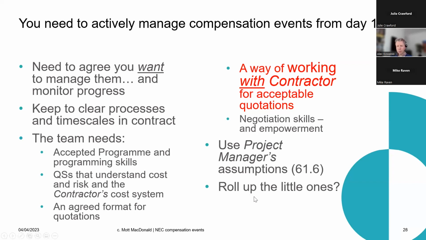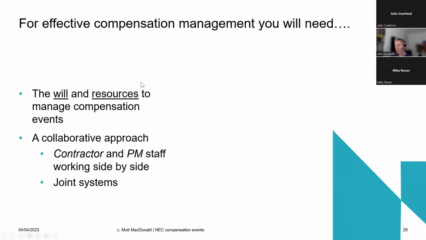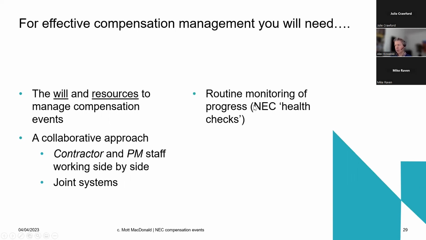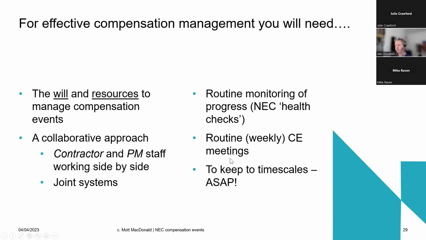You might want to roll up small compensation events, you might not. It depends how and when they occur, but of course you can agree. Look, here's 3-4 different small events. Let's tie them up into one event. Okay, so you need the will and resources to manage compensation events. So the client needs to give you adequate time, and you need a collaborative approach between the contractor and the PM. Okay, and routinely monitor the health of your project and routinely have commercial meetings.